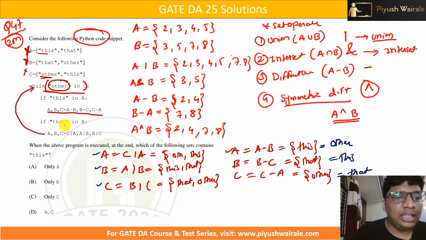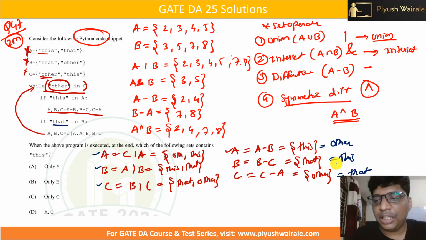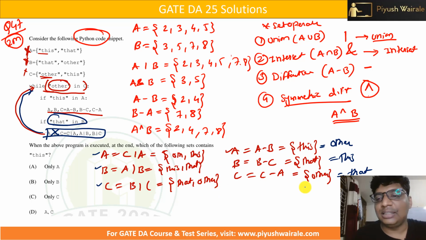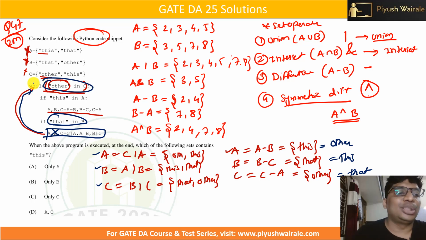Now again check for this. If that in B, whether that is present in B? No, not true. So we are not going to do this particular thing. If the condition is true, only then we have to execute this particular case. But in this case, that is not present in B. So this is false and we are not going to do anything here. Again, we go back to the while loop and look for other in C. Whether we have other in C? No. So this condition becomes false. So we will come out of this while loop, and here our program will stop because we don't have any further line to execute.